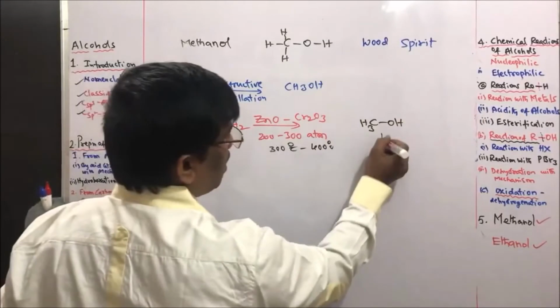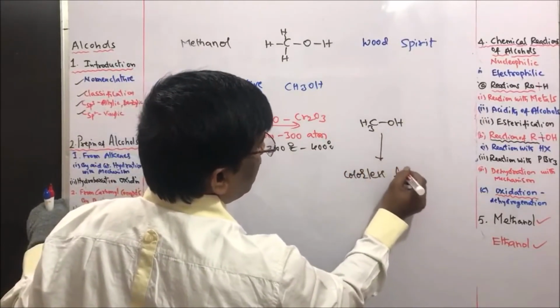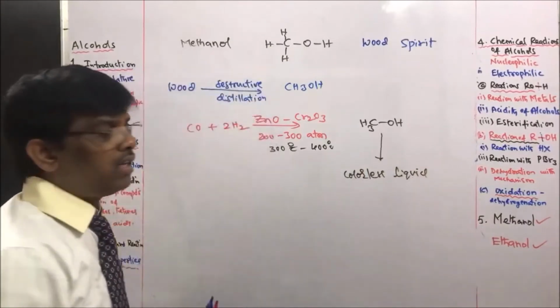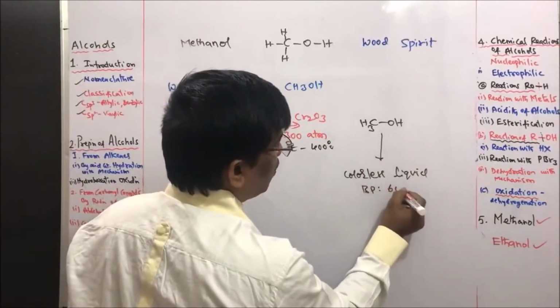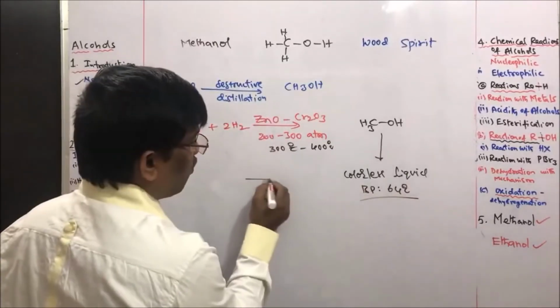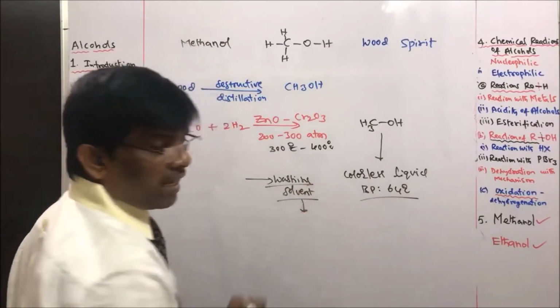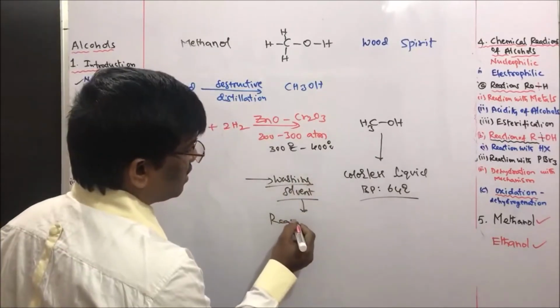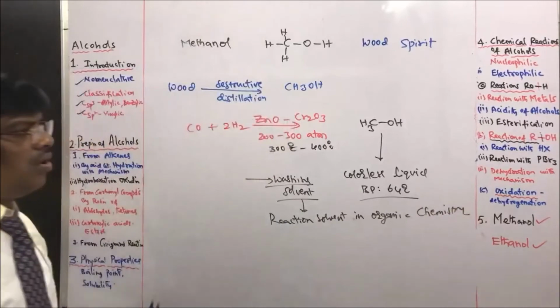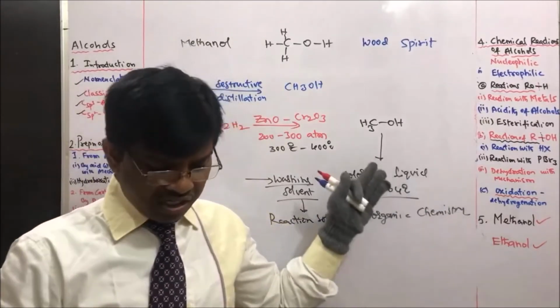Methanol is a colorless liquid. What is the boiling point? The boiling point is 64 degrees centigrade. Usually we use methanol as a washing solvent in the organic synthetic lab and as a reaction solvent in organic synthesis. Methanol is also widely used in the paint industry, in varnishes and so on.